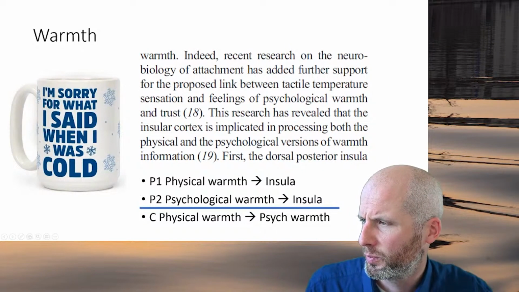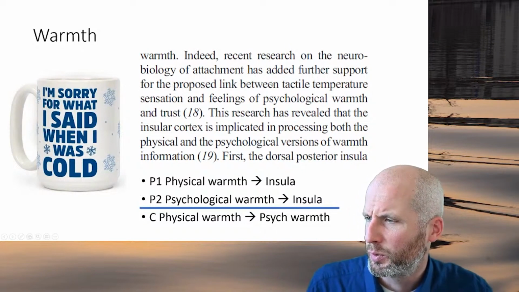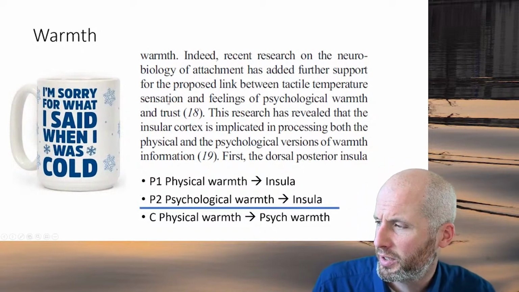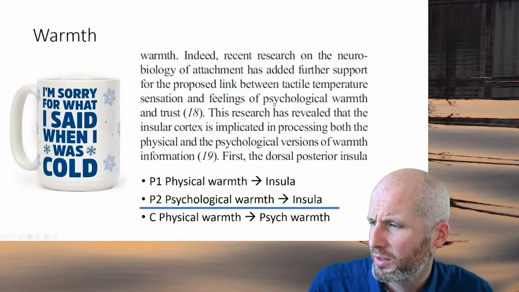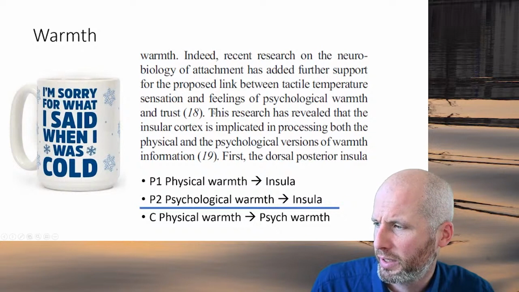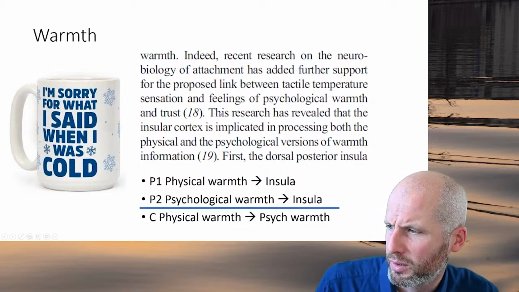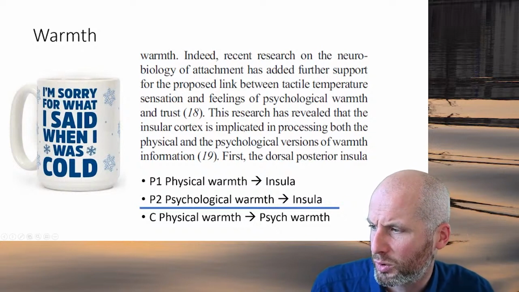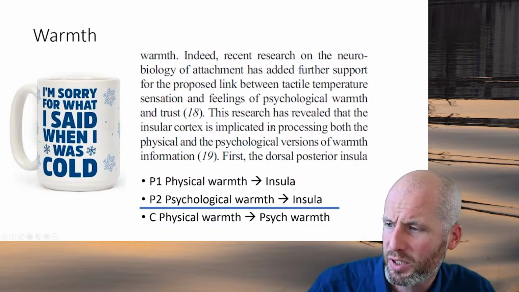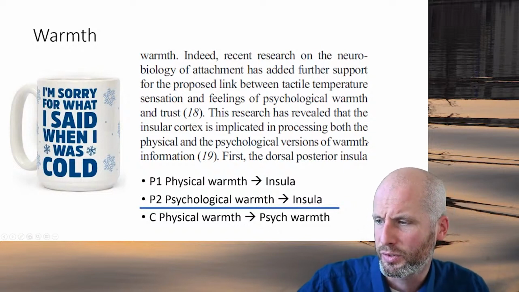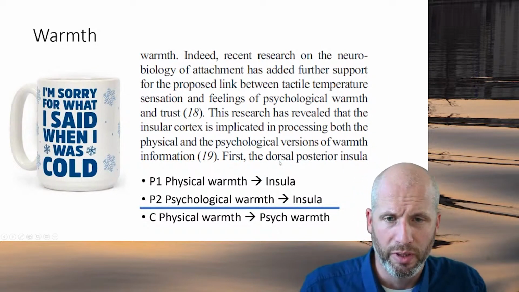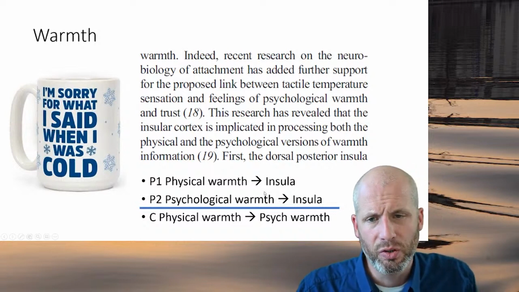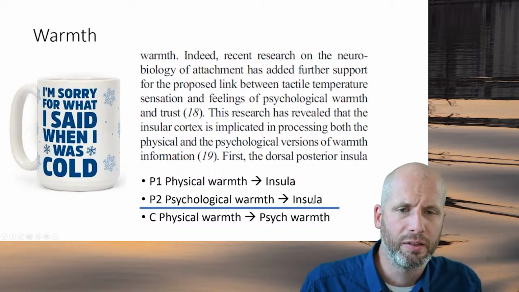So there's support for the proposed link between tactile temperature sensation, so physical warmth, and feelings of psychological warmth. And we can conclude that there's support for that link because the research has revealed that the insular cortex is implicated in processing both physical and psychological versions of warmth. So if physical warmth, then activity in the insula. If psychological warmth, then activity in the insula.